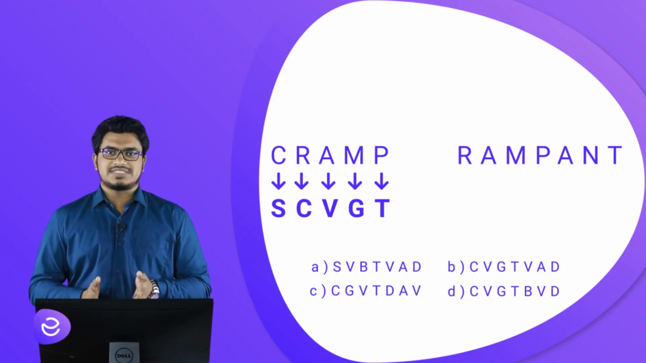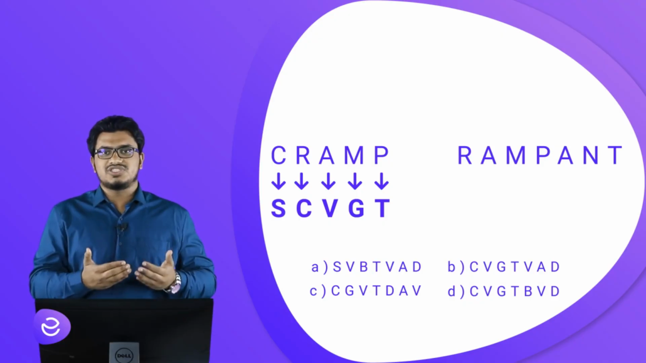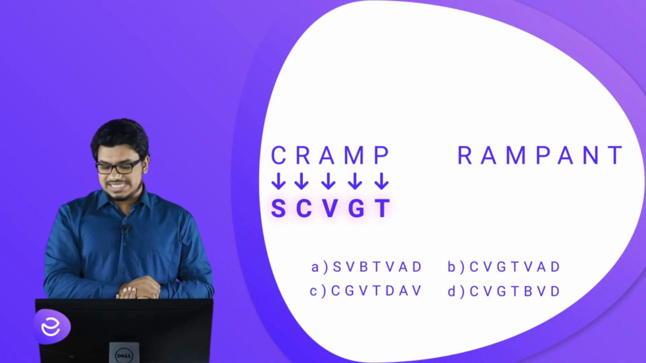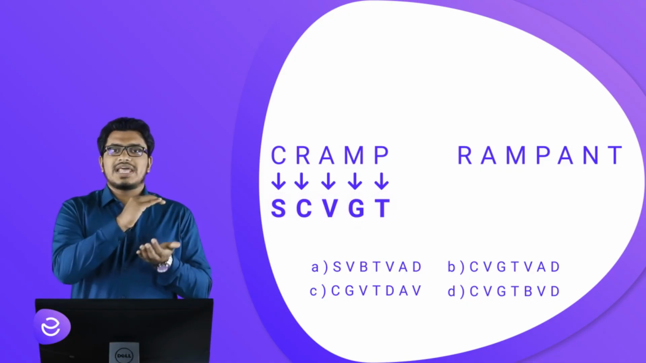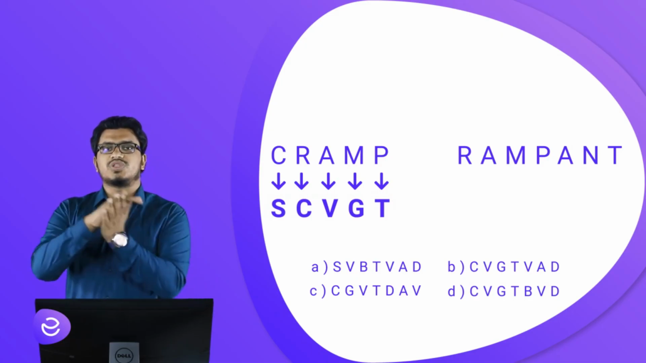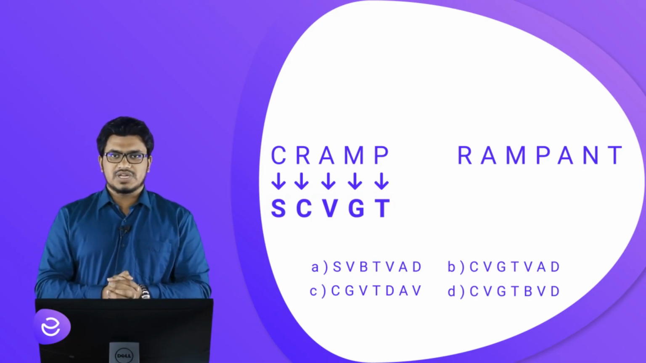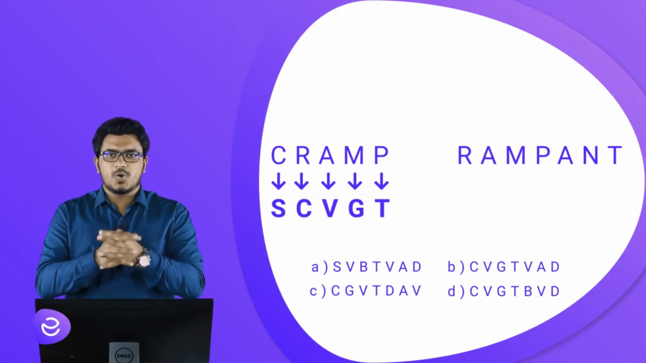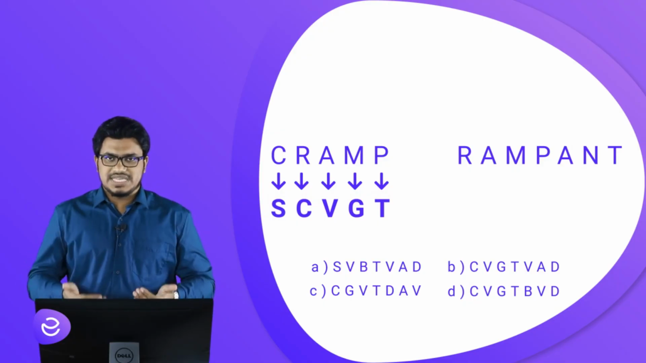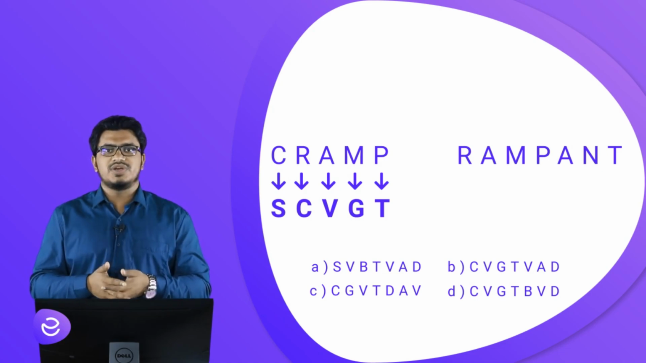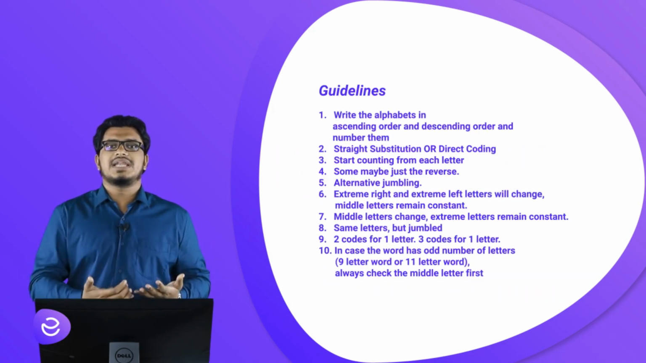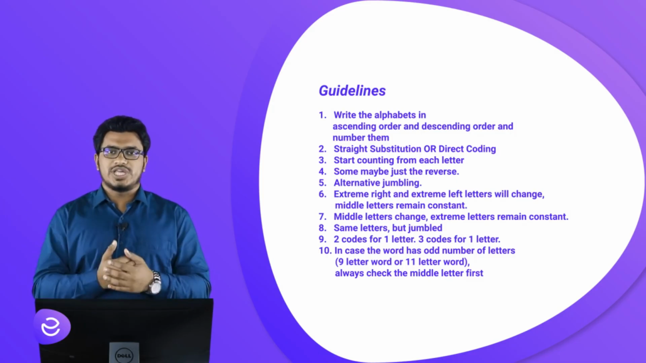So you'll have to understand the relationship between the word CRAMP and the word S-C-V-G-T, and then apply the same relationship to the word RAMPANT. That is how it goes. That is the basic concept of coding. Just like number series and letter series, we have some guidelines here, and these guidelines should be applied to the coding questions.